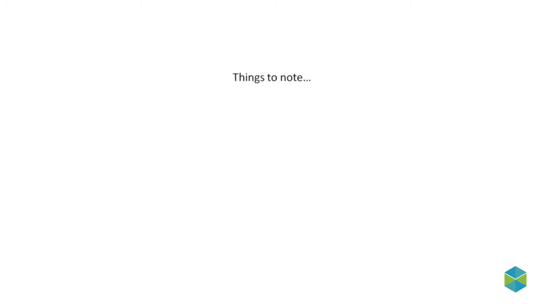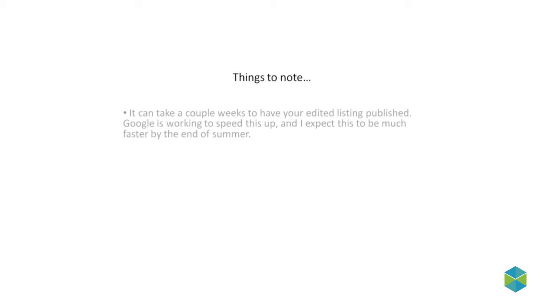But some things to note: if you go to Google right away after you've got your listing edited and verified, and you search for it and you find it, it is not going to show exactly what you just entered. It can take Google a couple weeks to have your edited listing published, and right now that's a long time. You expect Google to be more instantaneous than that, but they go through a review process, and it does take them about 1 to 2 weeks to get your listing up.